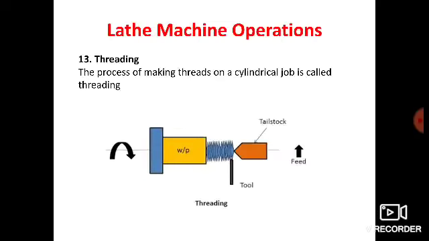And last one is threading. So we can generate the thread over the cylindrical workpiece with the help of either a threading tool or say single point cutting tool. So these are the operations that we can perform over a lathe machine.